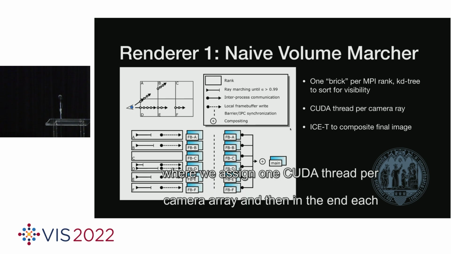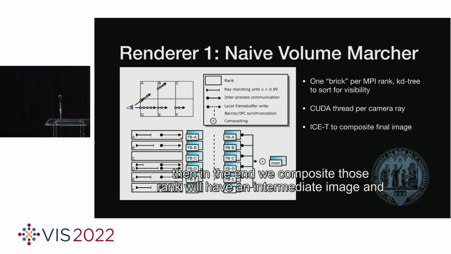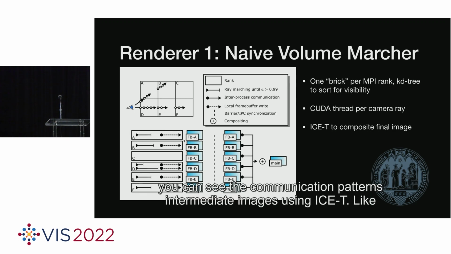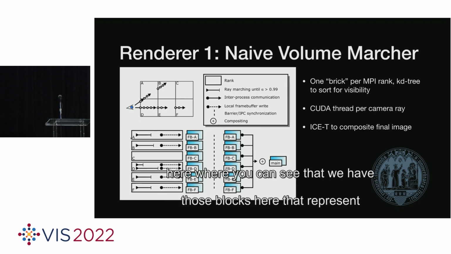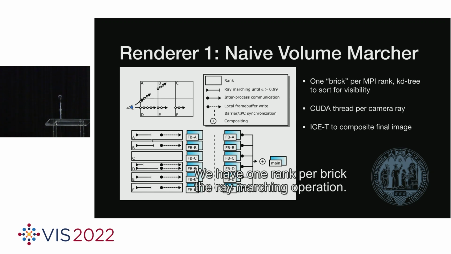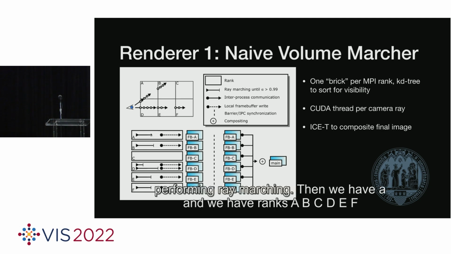And then in the end, each rank will have an intermediate image. We composite those intermediate images using IST. You can see the communication patterns here, where we have those blocks. Those represent the ray marching operation on each rank. We have one rank per brick, and ranks A, B, C, D, E, F performing ray marching.